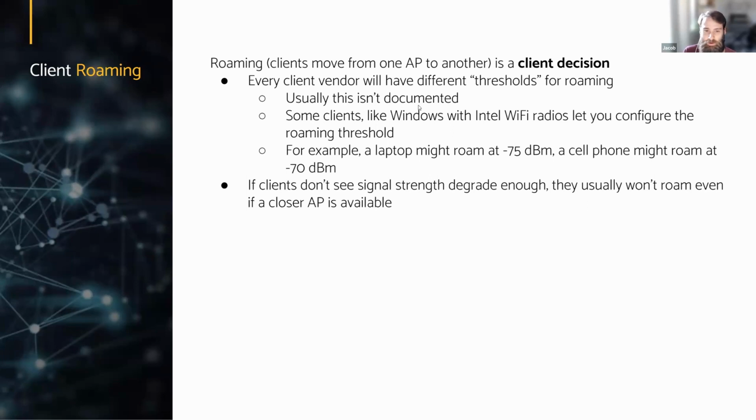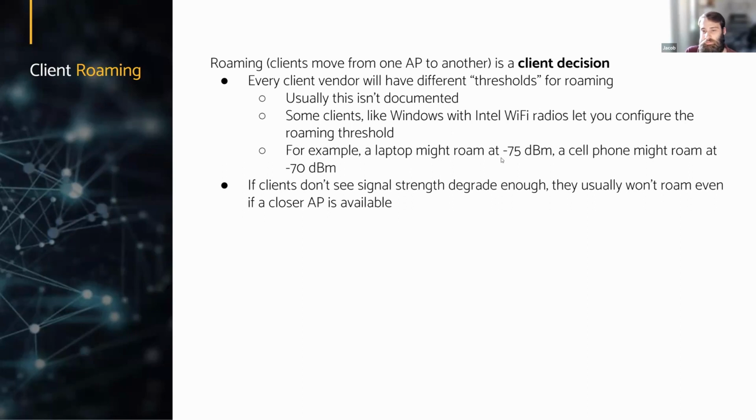Now, some clients are a little bit better. Windows with Intel Wi-Fi radios gives you some options for roaming thresholds. I think Apple has some good published documents that explain some of this. But it's not just signal strength, there's a whole bunch of other metrics clients could use to choose an AP. The point is, different clients are going to roam at different thresholds.